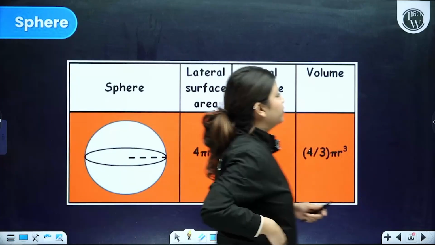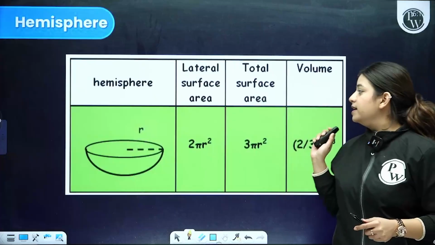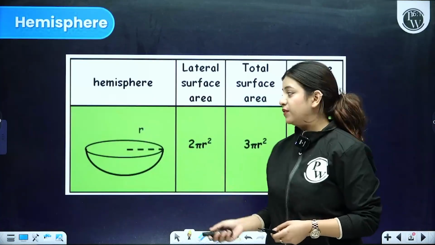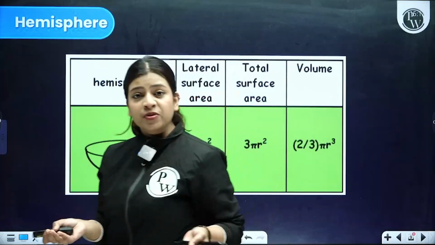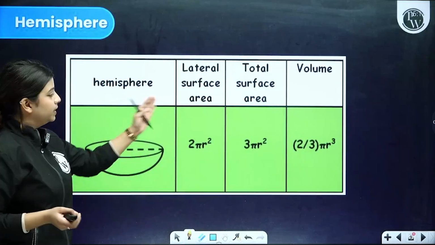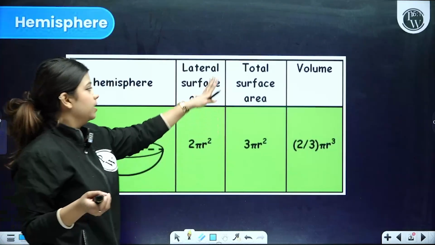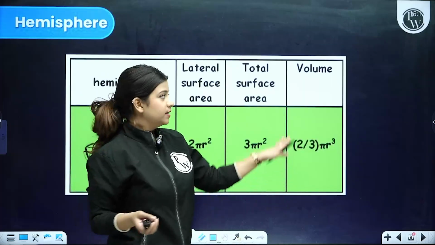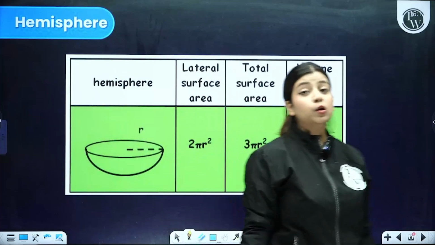The next thing that we are having over here is hemisphere. So when we talk about hemisphere, people, if we have a sphere, half of the sphere is a hemisphere, and that is given by lateral surface area 2 pi r square, total surface area 3 pi r square, and volume is given by 2 by 3 pi r cube.